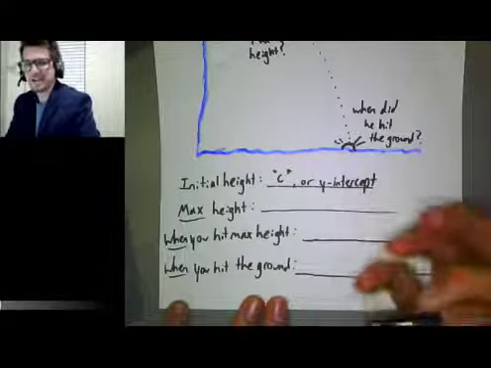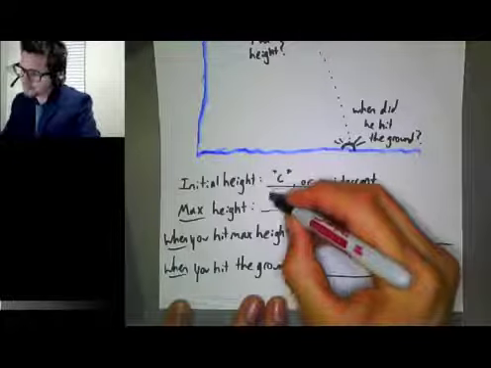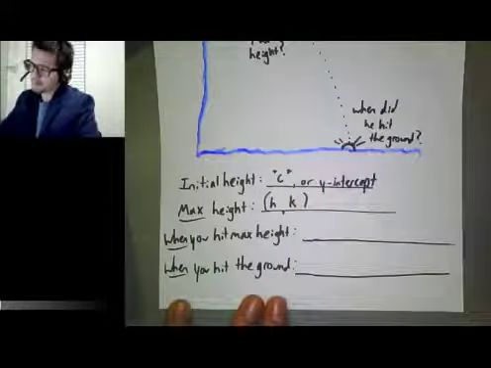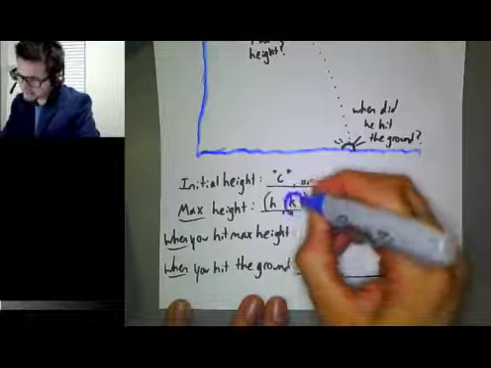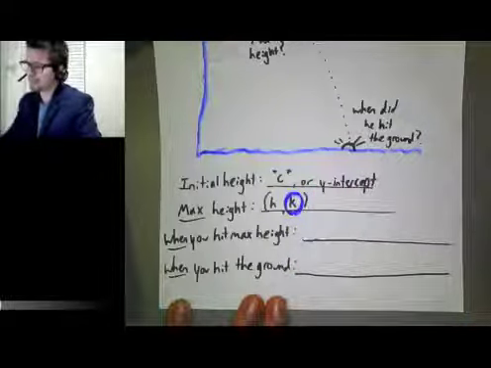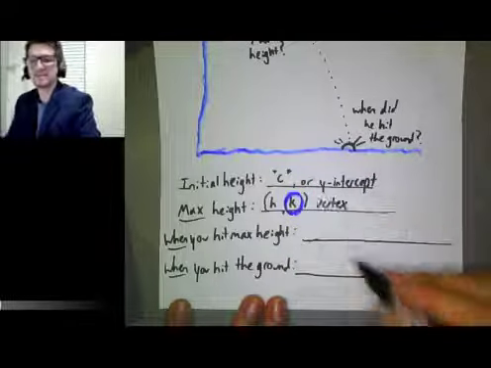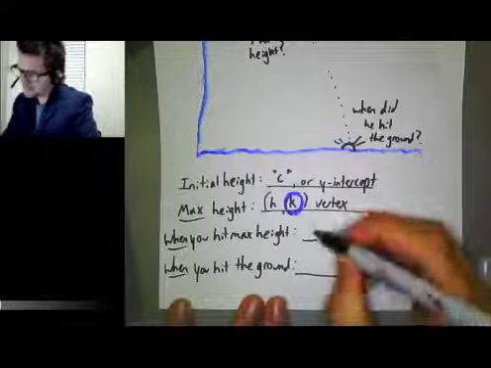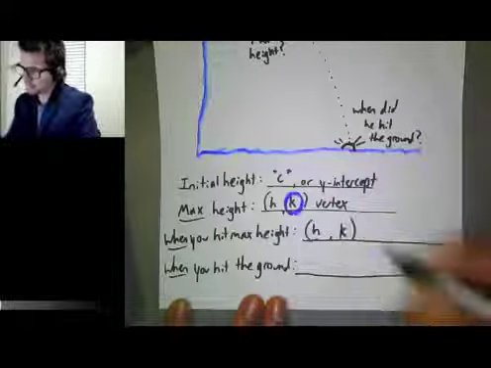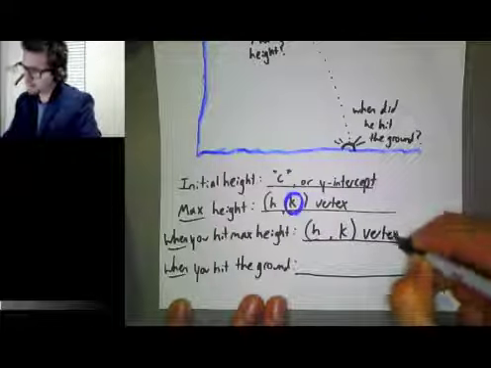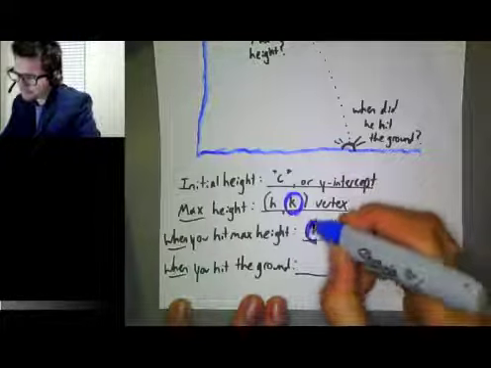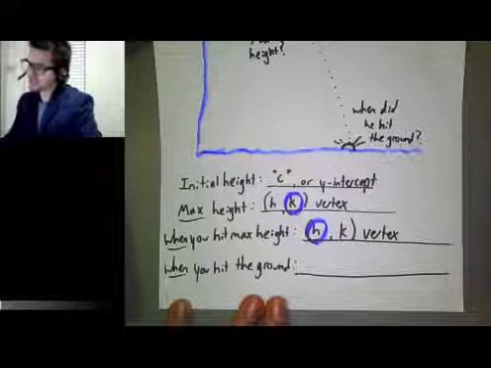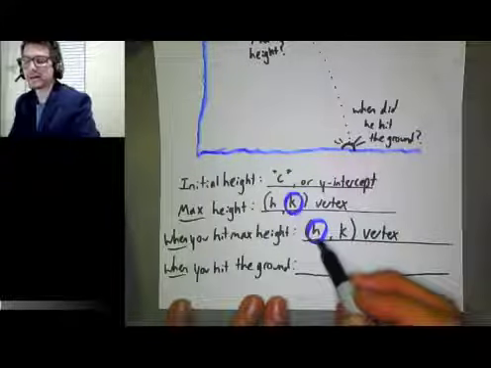The second question, how do we find the maximum height? So for our vertex form, we had h and k, right? In the vertex, k gives us the maximum height. The k value is the maximum height. How do we figure out when we hit maximum height? Well, as luck would have it, in your vertex form, where you can find h and k, the h value is going to be when you hit the maximum height. So this will be the maximum height, and this will be when you hit it.